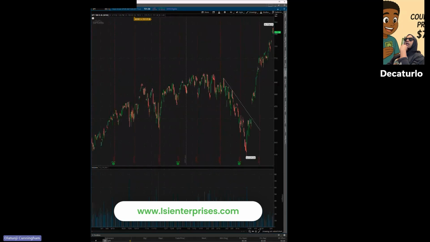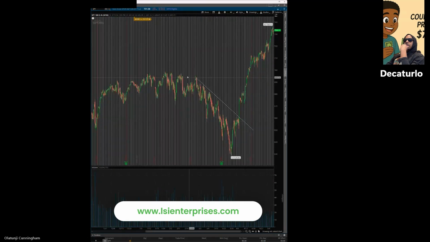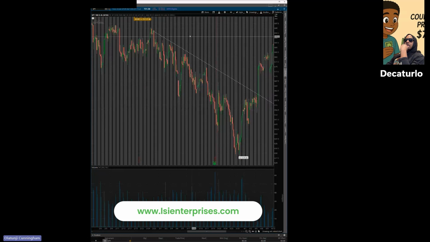Zoom out some more. Put these after hours back on so you can fill in the gaps. It'll be a lot easier with the after hours. So now you can see the trend a little better.